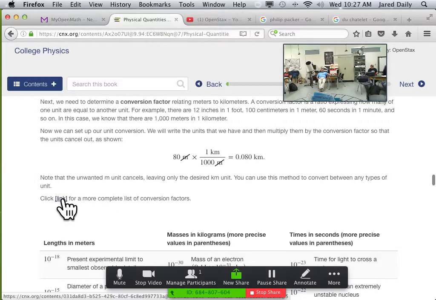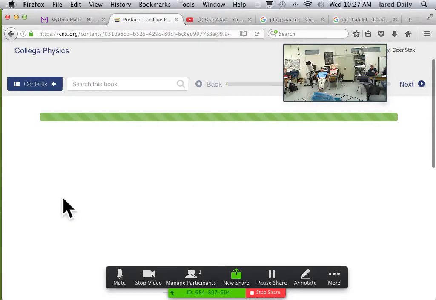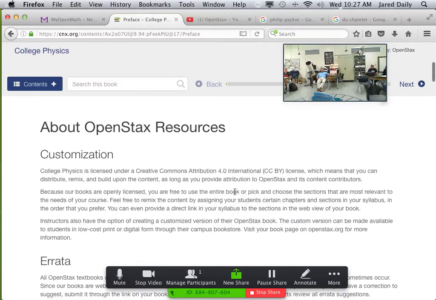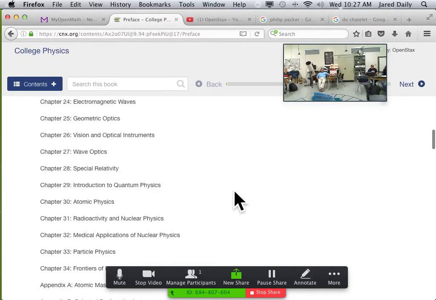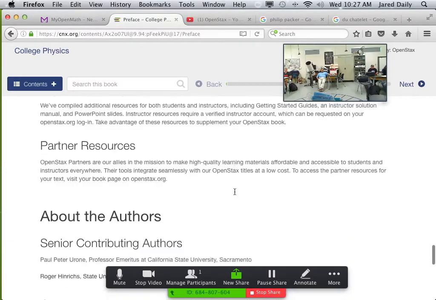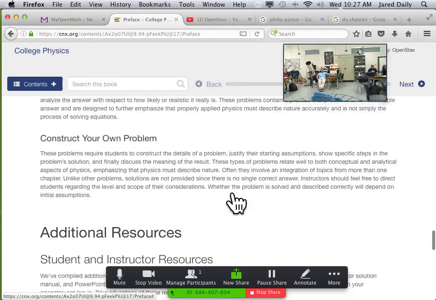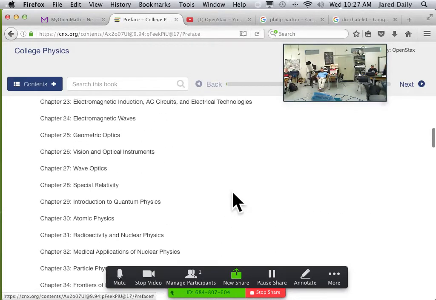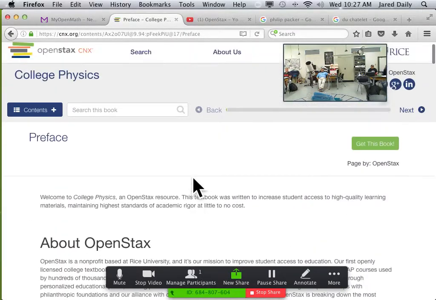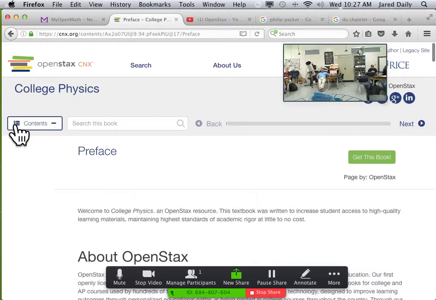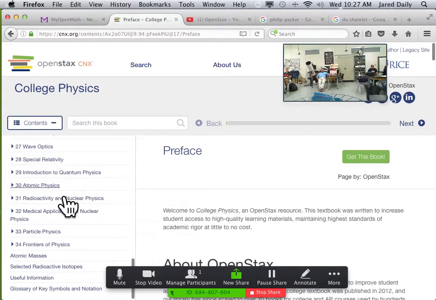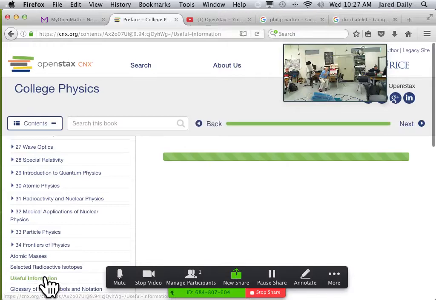Here they've got this link for lots of conversion factors. It's in the preface. So they have a lot of conversion factors listed somewhere. Nope, not listed. Useful information probably.